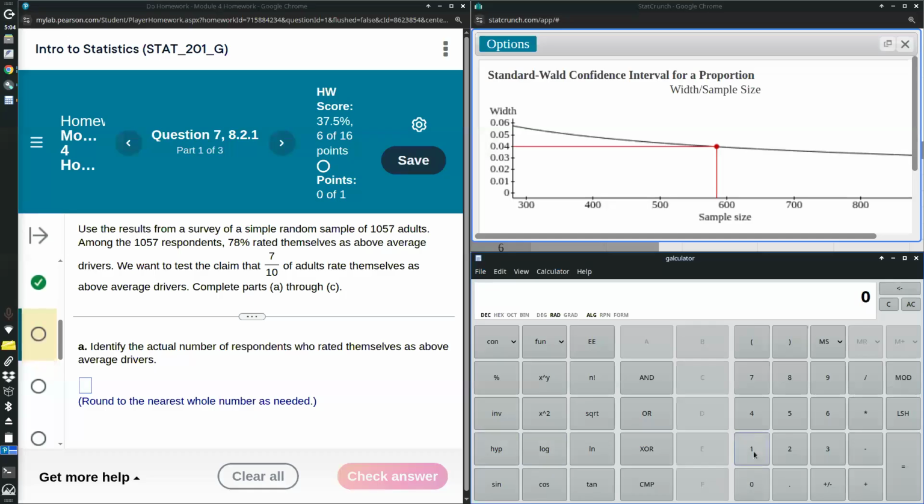So we can do our 1057 times our 0.78. That'll be the number from the survey that thought they were above average. So rounding to the nearest whole number, that's 824.